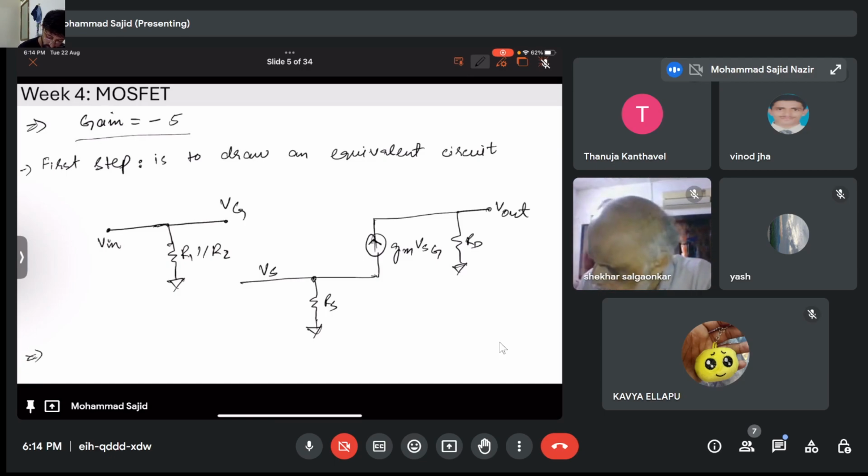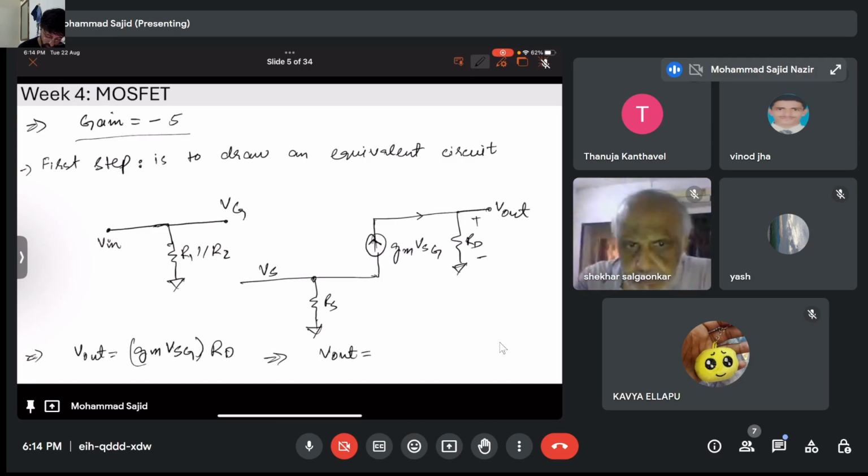What is V out here? Current is coming from this direction. V out will be simply equivalent to this GM VSG. GM VSG is a current, and I have to multiply it to the resistance, that is RD, right? So this is my V out. My V out in simple terms now will be GM RD, and what is VSG? That is simply VS minus VG.